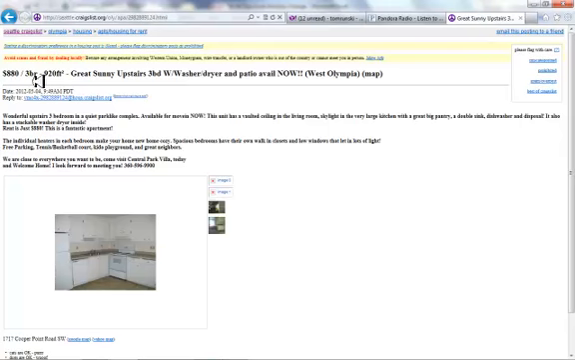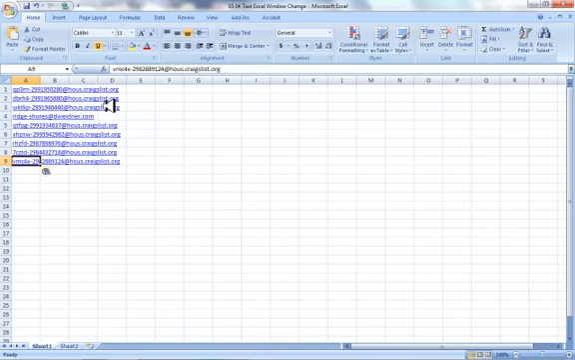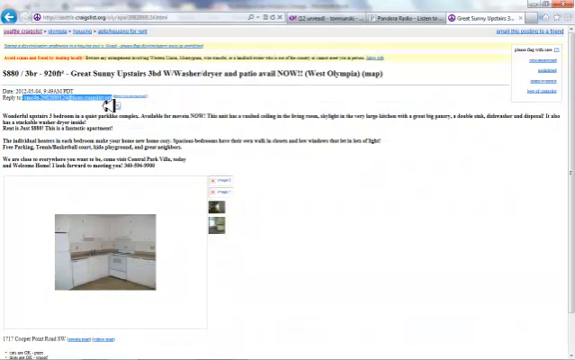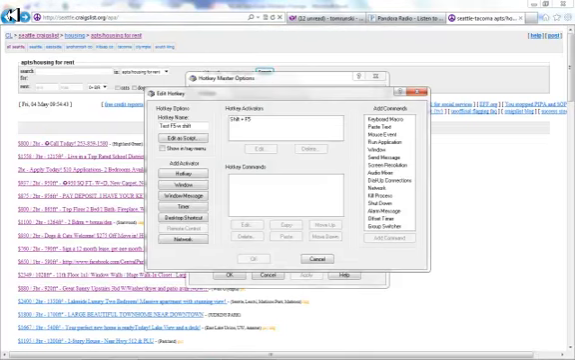So here's another one. I highlight that, and then it's Control C, Alt Tab, Control V, Enter, Alt Tab, and then that would be the series of keystrokes. So now I'm in Hotkey Master attempting to create that series of commands.